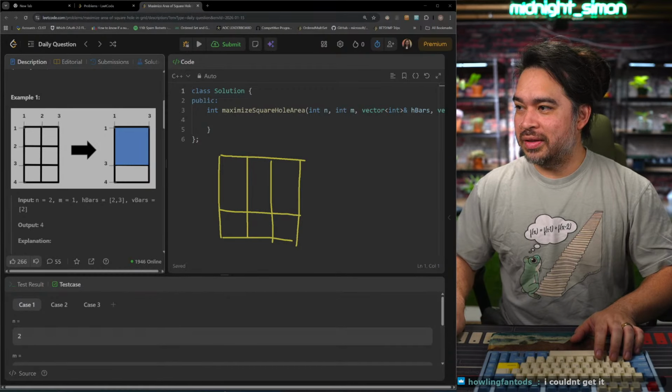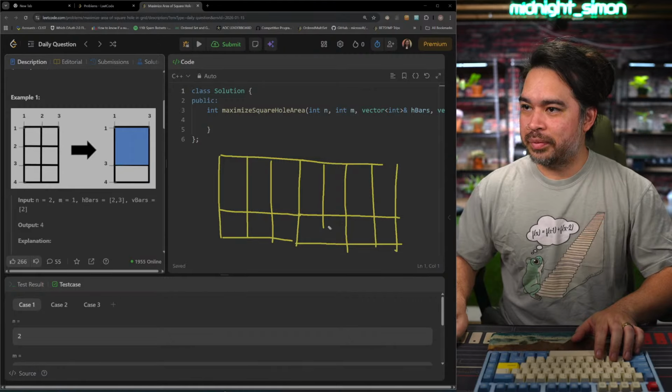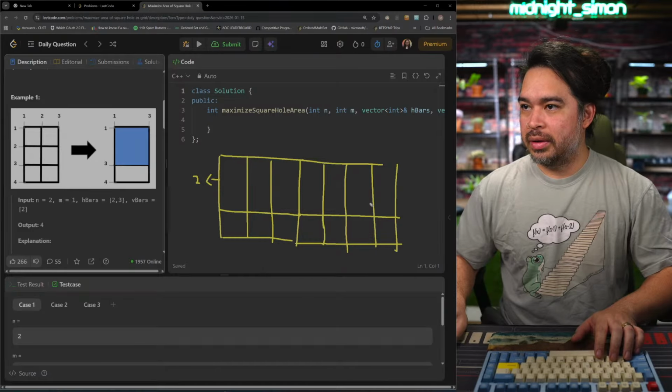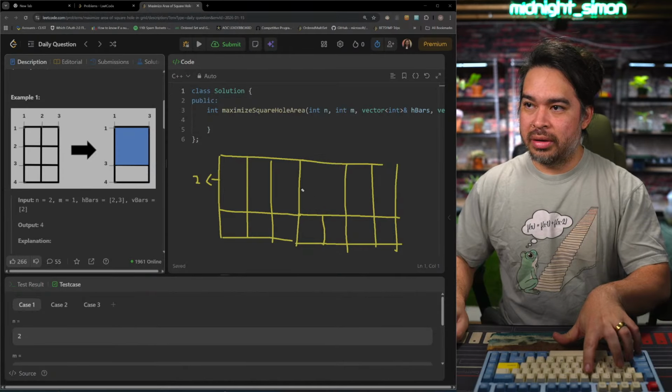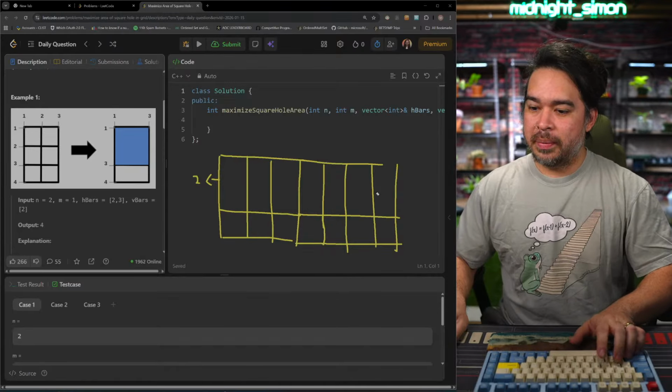Let me extend this. I think so. So it would look like this, right? We remove one, the H bar at 2. Remove this one. And then if we removed any of the vertical bars, we can make a square anywhere, right? Like that would be a square, that would be a square, that would be a square.